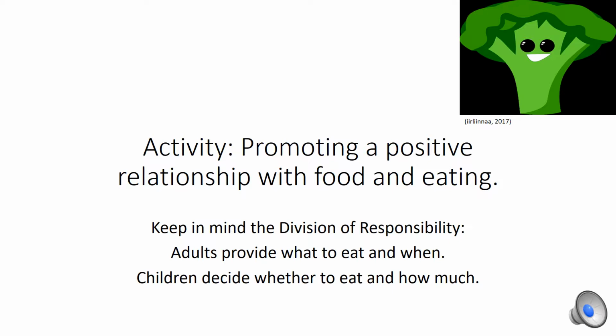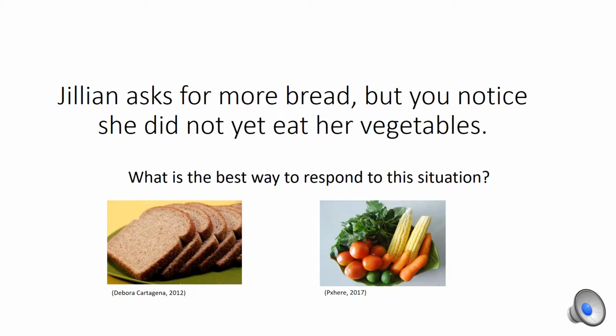Let's go through an activity to promote a positive relationship with food and eating. It will be important to keep in mind the division of responsibility, whereby adults provide what to eat and when, and children decide whether to eat and how much. Jillian asks for more bread, but you notice she did not yet eat her vegetables. What is the best way to respond to this situation?